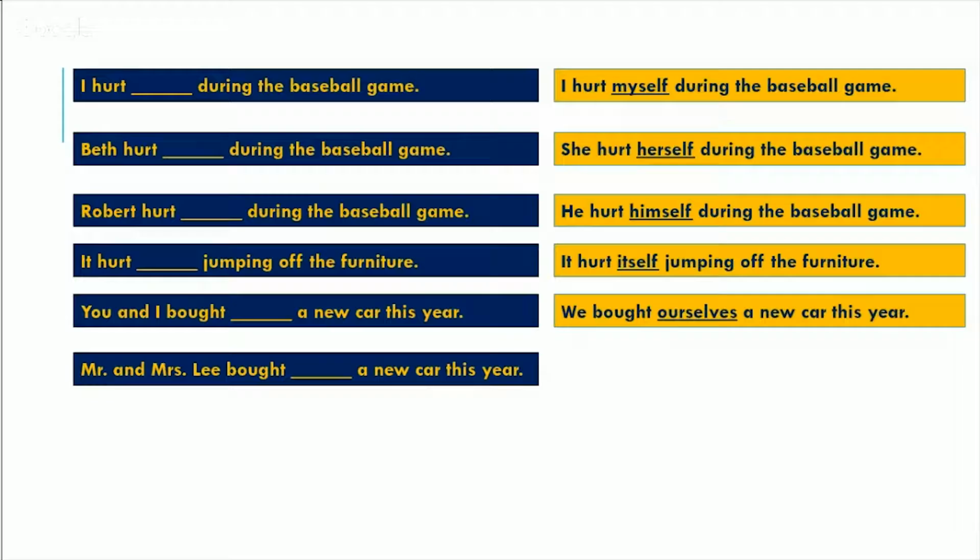So now we'll move on to the next one. Okay, so I think we're getting it. If there's any questions, let me know. If there's any vocabulary that you don't understand, let me know. Okay, if I'm going too fast, let me know. Here's the next one. Mr. and Mrs. Lee bought blank a new car this year.